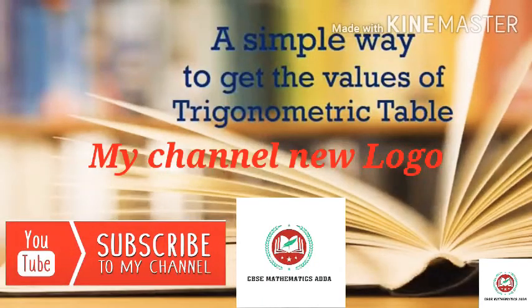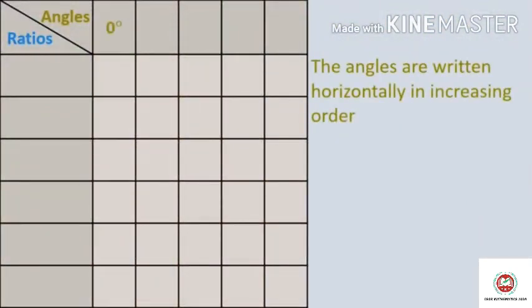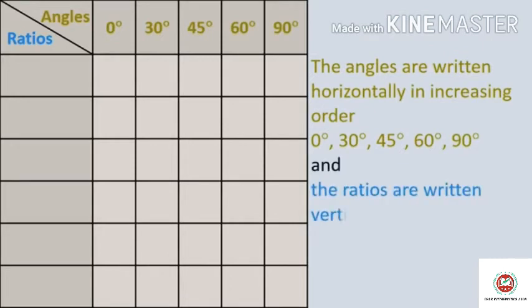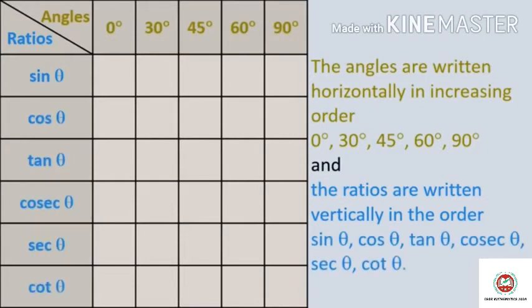A simple way to get the values of the trigonometric table. The angles are written horizontally in increasing order, that is 0 degree, 30 degree, 45 degree, 60 degree and 90 degree. Then the ratios are written vertically in the order sin theta, cos theta, tan theta, cosec theta, then sec theta and cot theta.